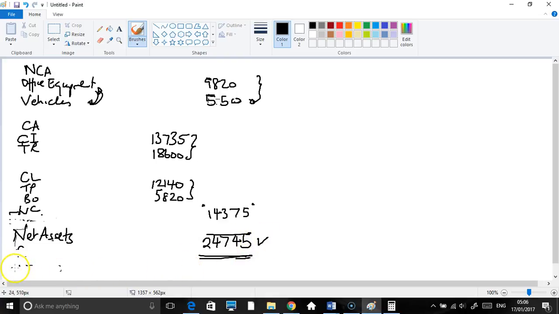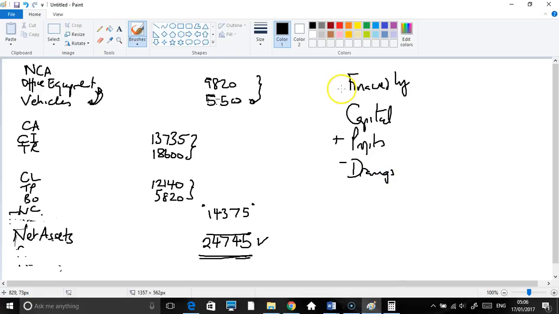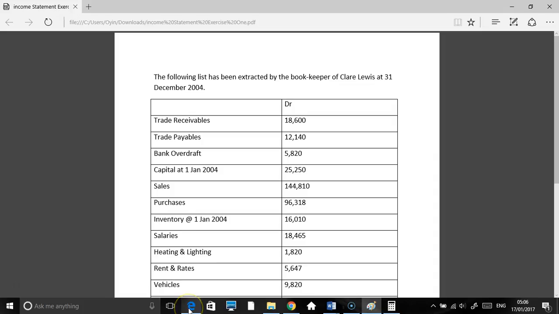Now, I'm not going to do this down here because I don't have any space. I'm just going to come up here and continue this and say financed by. And I'm financed by my capital plus my profits minus my drawings. This ordinarily would be down underneath over here. So let's go back to our list. Capital is 25,250.